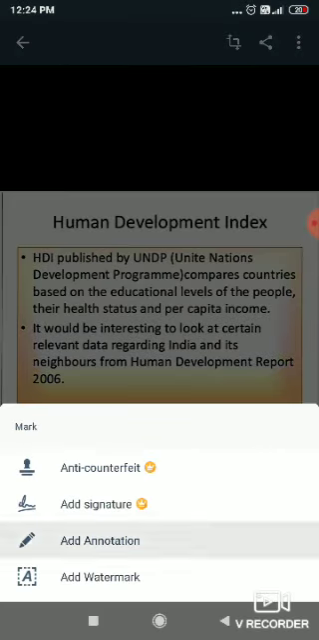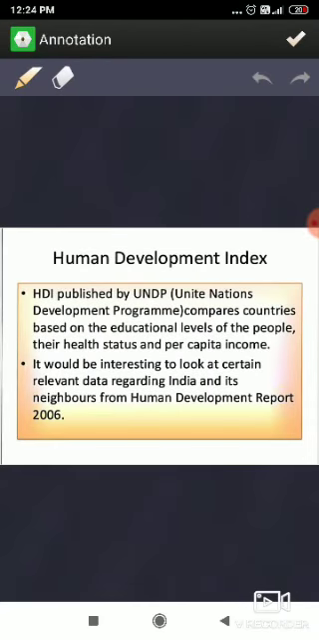Now our next point is the Human Development Index. First of all, you must know who prepares the HDI. The UNDP, whose full form is United Nations Development Programme, is the organization authorized to prepare it, and it compares countries based on the educational level of the people, their health status and per capita income. It would be interesting to look at certain relevant data regarding India and its neighbors from the Human Development Report 2006.